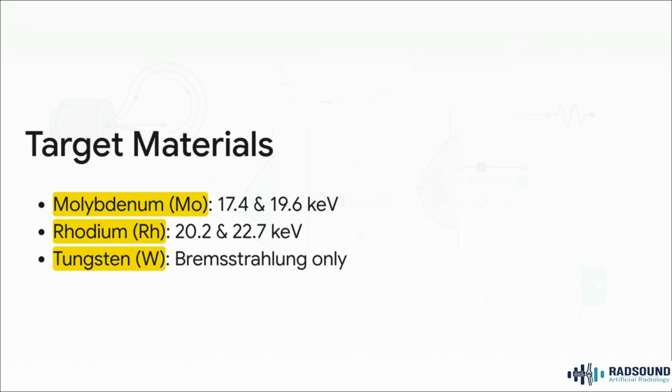First up is molybdenum, or Mo. It gives us two characteristic X-ray peaks at low energies, which are just about perfect for most breasts. Then there's rhodium, or Rh. It gives us slightly higher energy peaks, which are better for penetrating denser tissue. And finally, we have tungsten, or W. It's different. It doesn't give us useful peaks in this energy range. Instead, it produces a broad, kind of messy spectrum of energies called Bremsstrahlung.